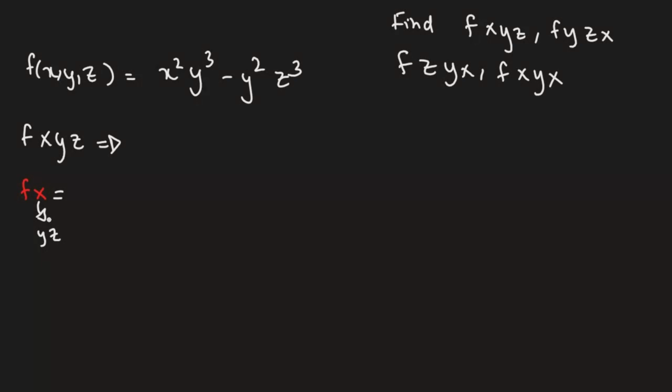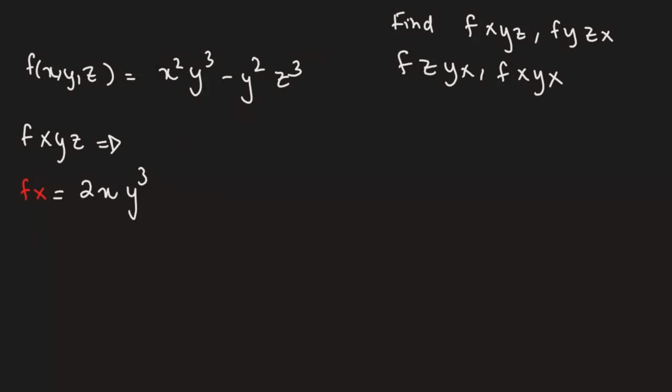Okay, so let's continue with the problem. We are differentiating with respect to x and keeping y and z constant. So differentiating only x, the 2 comes down, 2x, this is a constant, stays in here. Now this is a constant, this is a constant as well. So this whole thing is a constant, and the derivative of a constant is simply 0. So this is the answer for f of x.